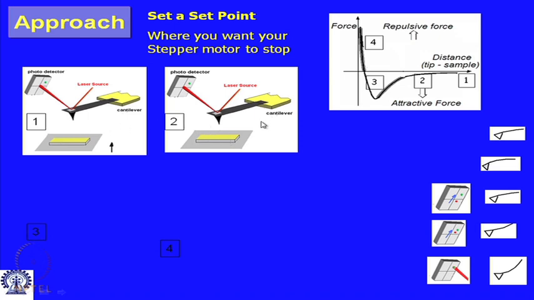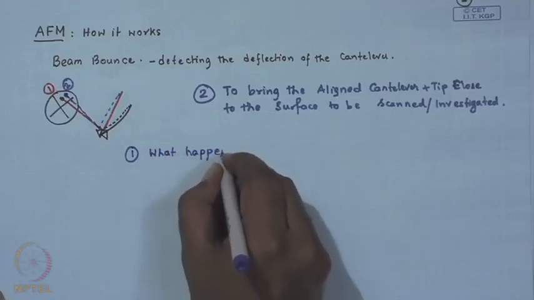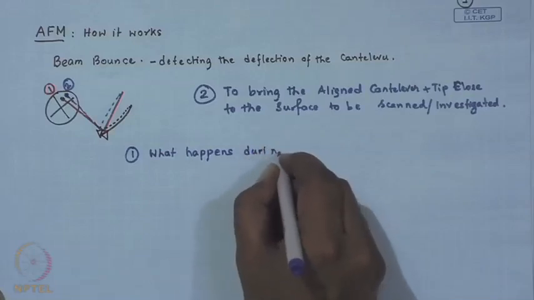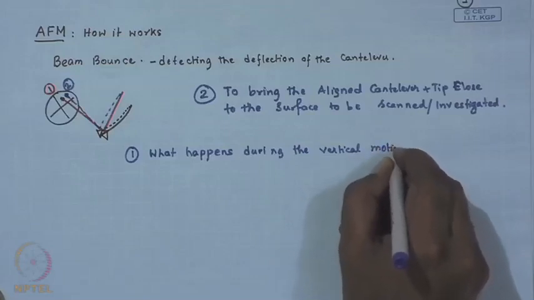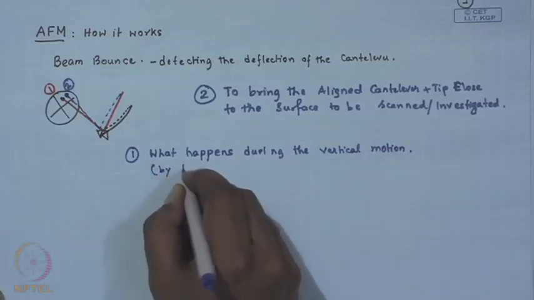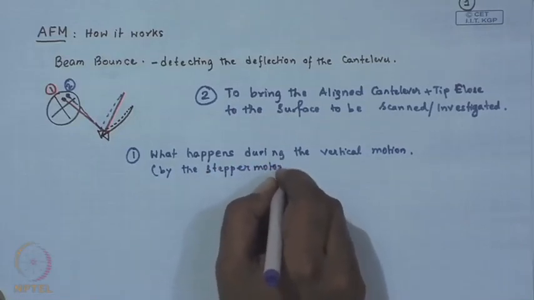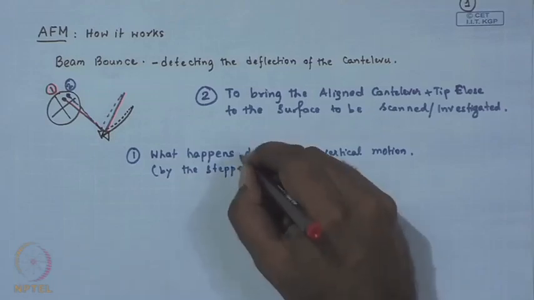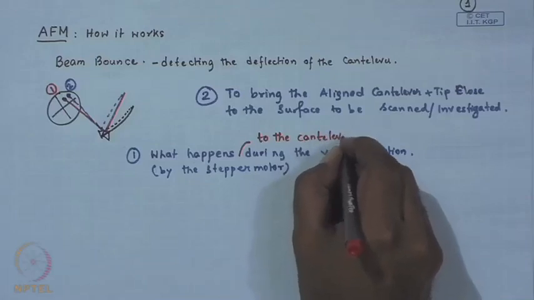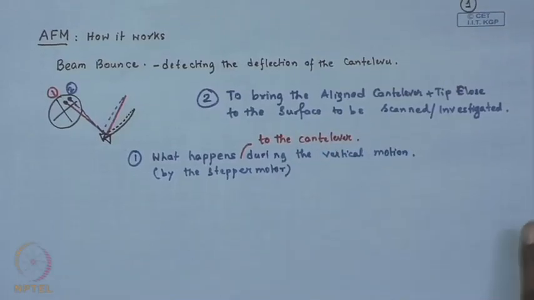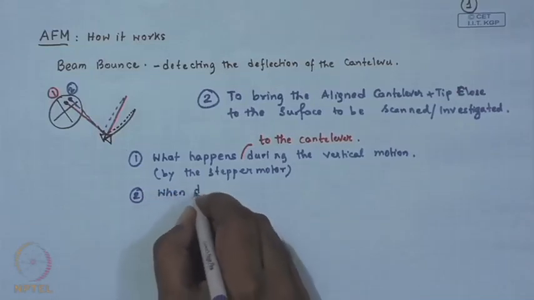So, two questions. Number one is, what happens to the cantilever during the vertical motion by the stepper motor? And question number 2 is, when does this motion stop?